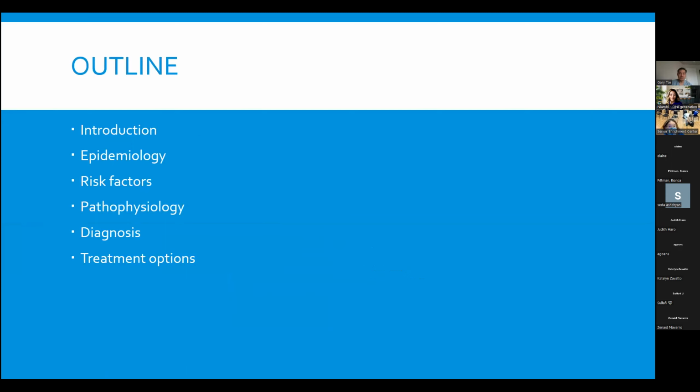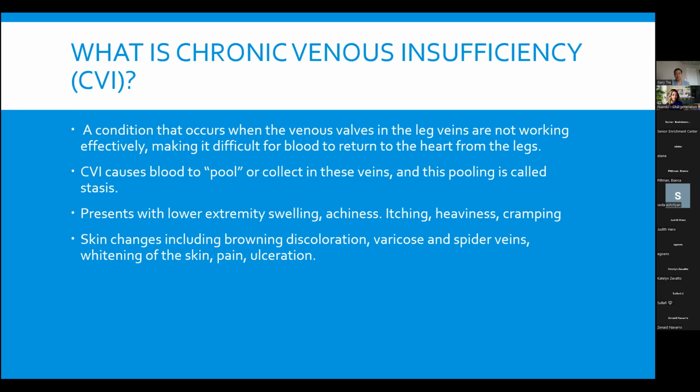So I think we'll just touch base on these 6 different things here. One, just an introduction into venous insufficiency. I'll explain what that means and the definition. Epidemiology: who it affects, who's involved, who's most at risk. What risk factors contribute to this? The pathophysiology: how does venous insufficiency occur? And then diagnosis: how do we make the diagnosis? And then what we can do to treat and fix these problems.